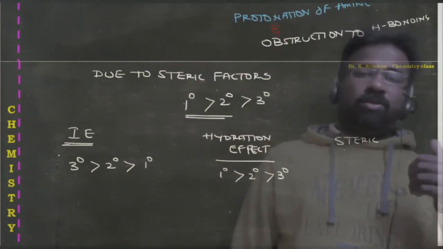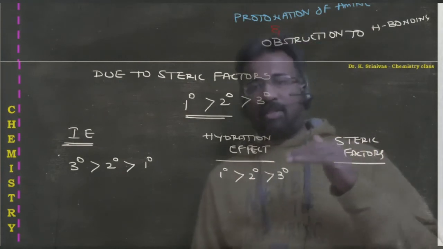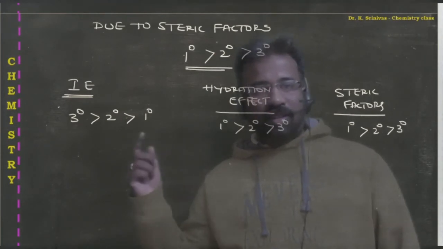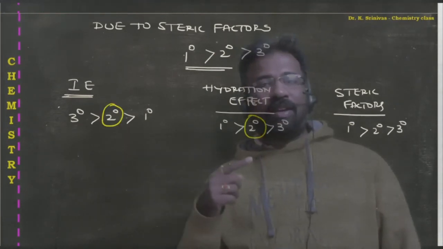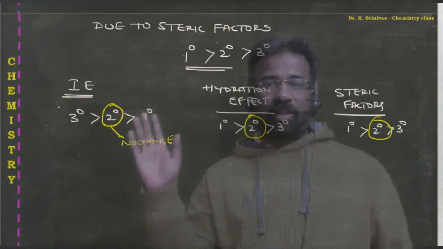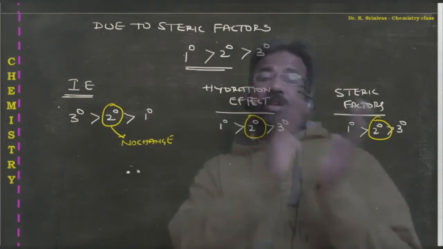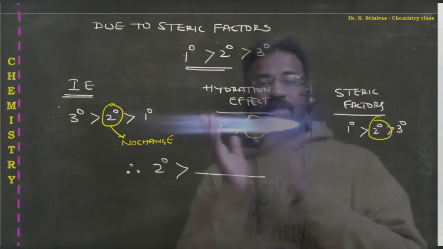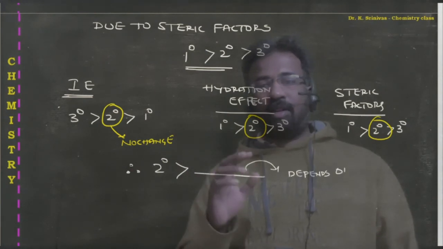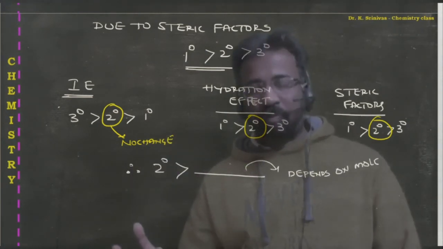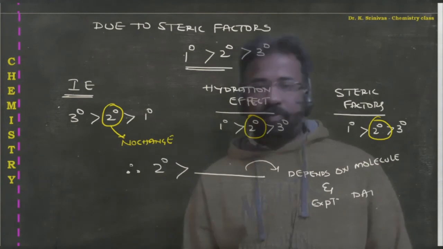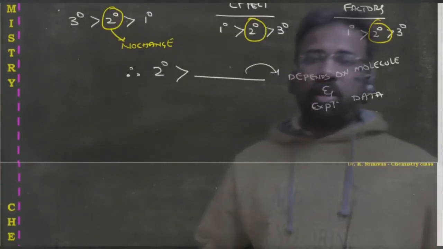Now let us go to this steric one. Steric also is the same as the hydration effect: primary, secondary, and tertiary. In all these cases, secondary is in the same position. Here also secondary, here also secondary. So there is no change in the secondary one; it is in between as it is. The fluctuation is in the tertiary as well as the primary one. So secondary is fixed. The remaining tertiary and primary depend on the molecule you are taking. So based on the molecule, we write down the basicity order. Of course, it depends on the molecule and the experimental data.